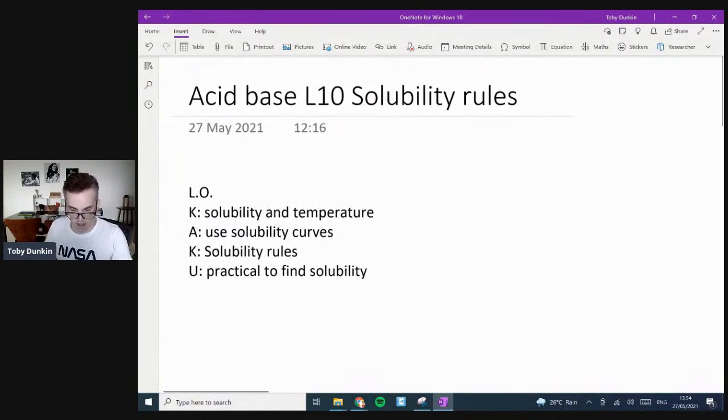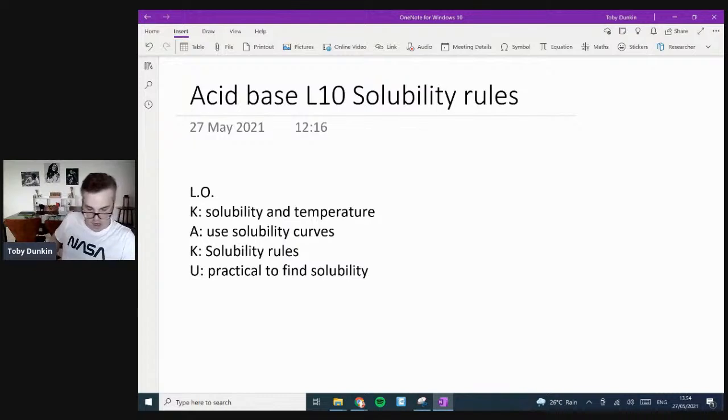Right, guys, four learning objectives today. Learning objective number 1, know solubility and temperature. So this is solubility and how it changes.